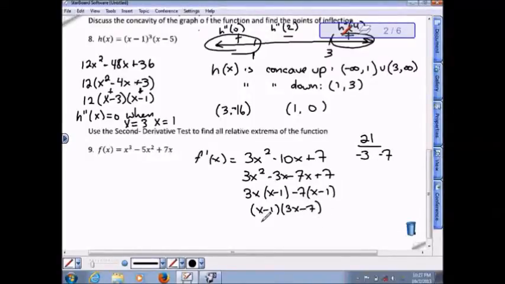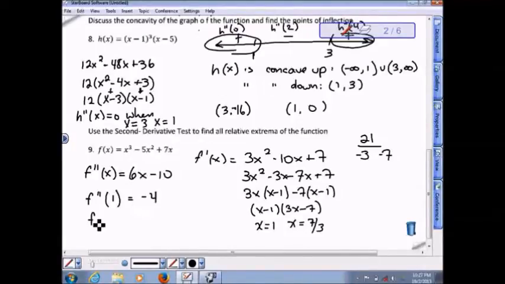Times x minus 7, so the critical values are x equals 1 and x equals 7/3. Excuse me. So the second derivative now is equal to 6x minus 10. If we evaluate the critical numbers in the second derivative, f double prime of 1 is equal to negative 4, and f double prime of 7/3.